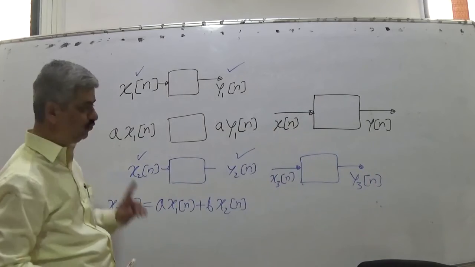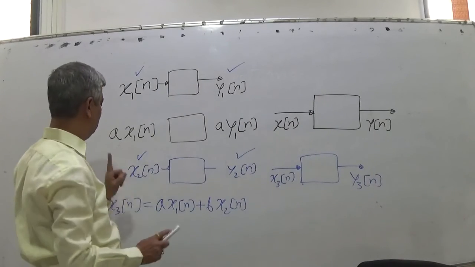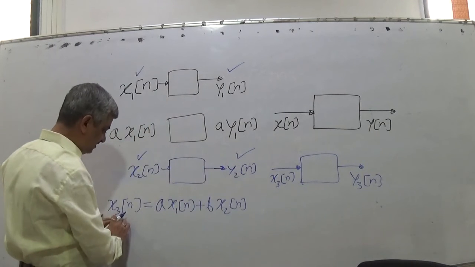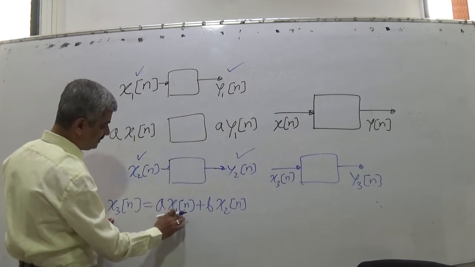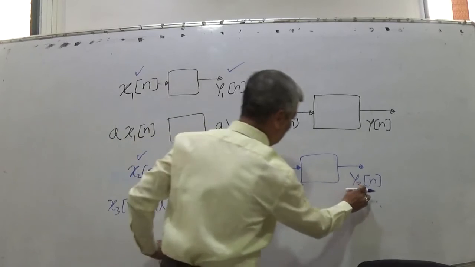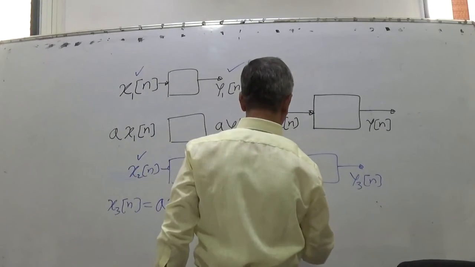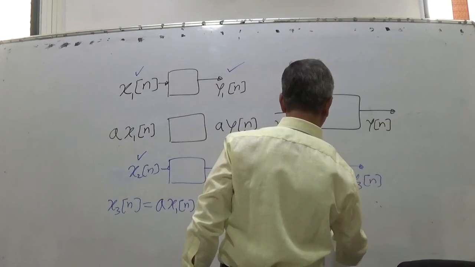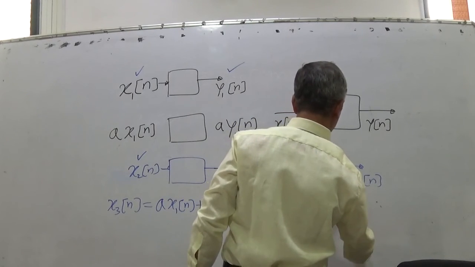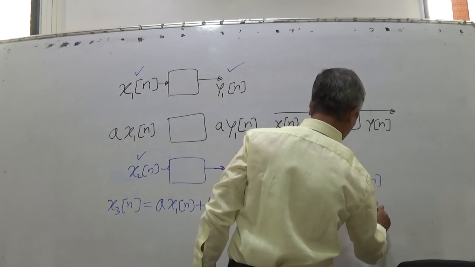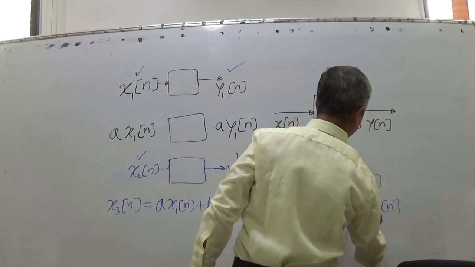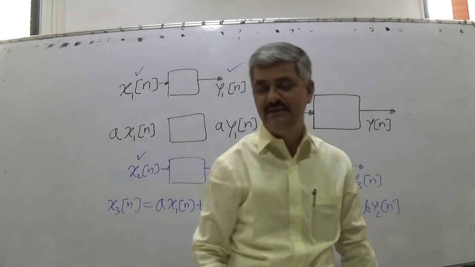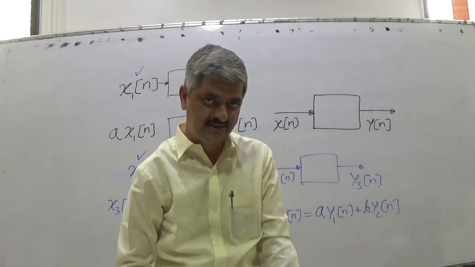Is it clear? If I apply x1[n], I obtain y1[n]. If I apply x2[n], I obtain y2[n]. Then if I apply x3[n], which is made up of a x1[n] plus b x2[n], I obtain y3[n]. If the system is linear, then y3[n] will be equal to a y1[n] plus b y2[n]. In that case, the system is called a linear system.